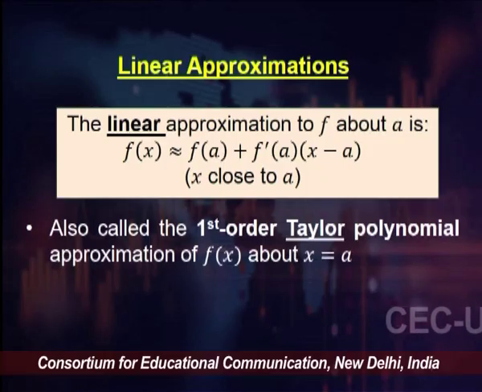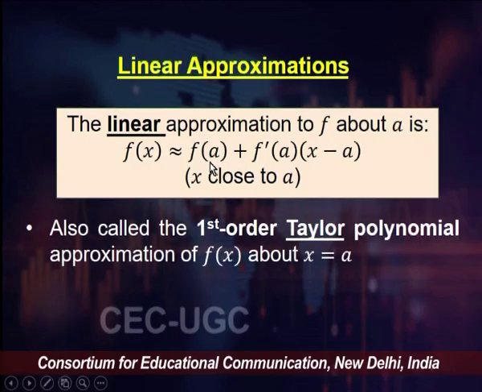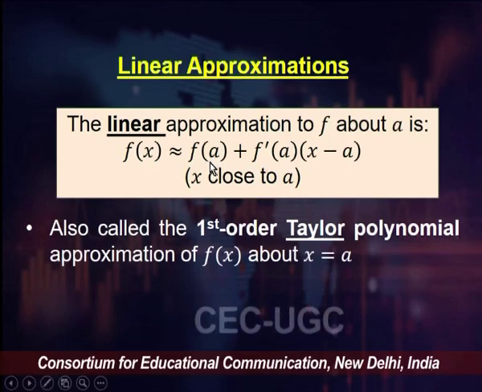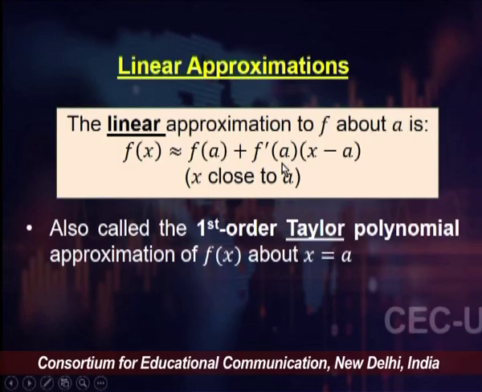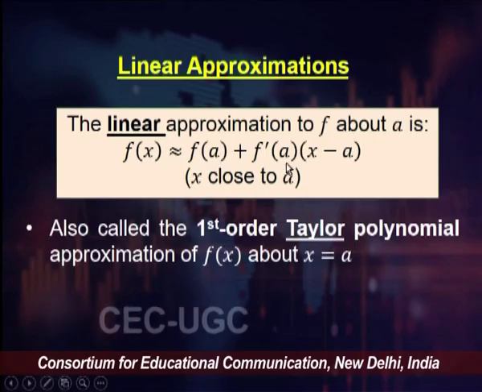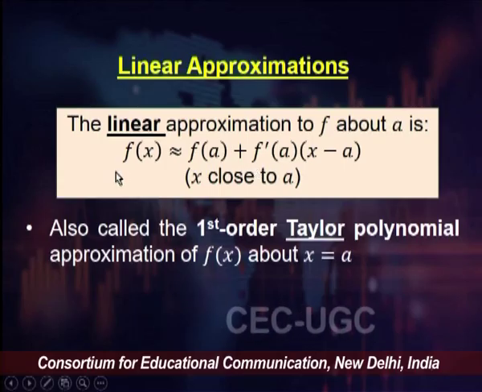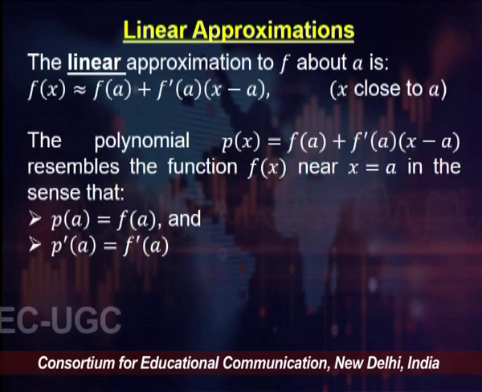Now this linear approximation is also called the first order Taylor polynomial approximation of f of x about x equal to a. So this is the Taylor polynomial of the first order, f of a plus f prime at a times x minus a, right? This is the first order Taylor polynomial, and this is what we are using as the approximation to the function about x equal to a. Now there are two things to be noted here.